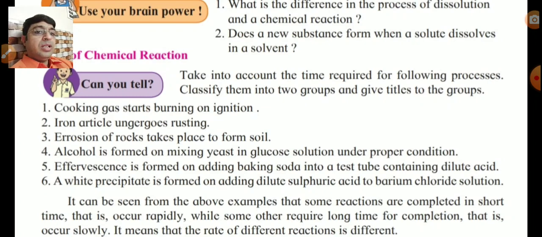Fourth example, alcohol is formed on mixing yeast in glucose solution under proper conditions. Fifth example, effervescence is formed on adding baking soda into a test tube containing dilute acid. And sixth example, a white precipitate is formed on adding dilute sulfuric acid to barium chloride solution.